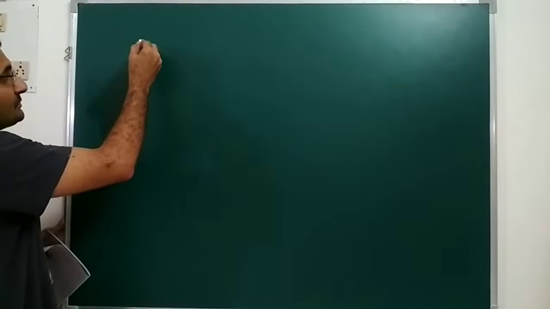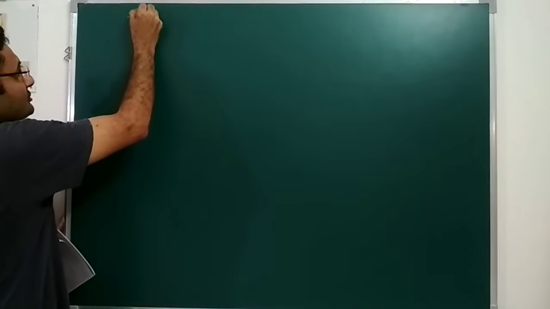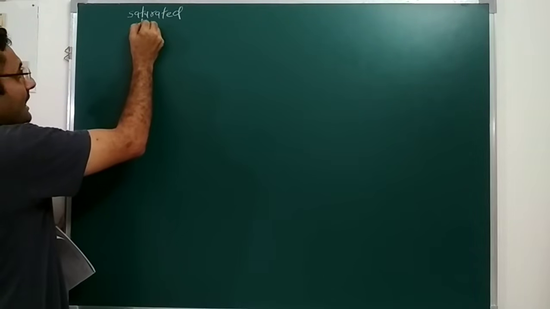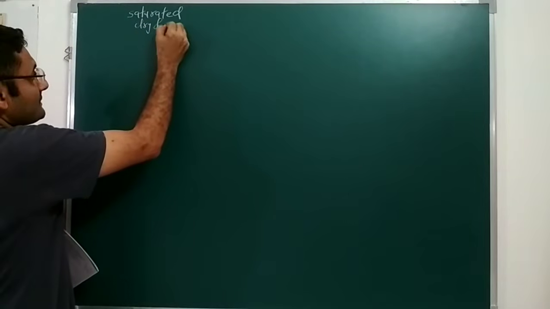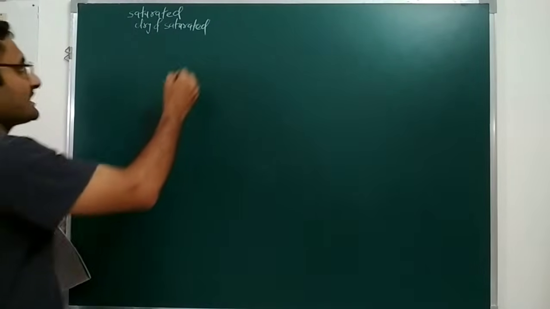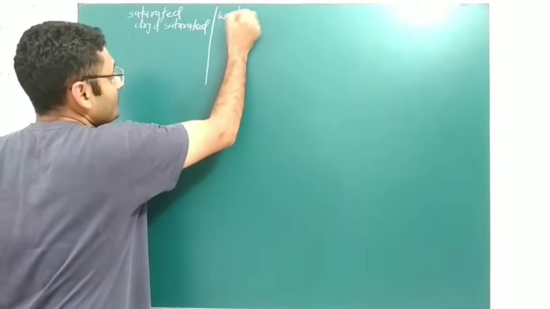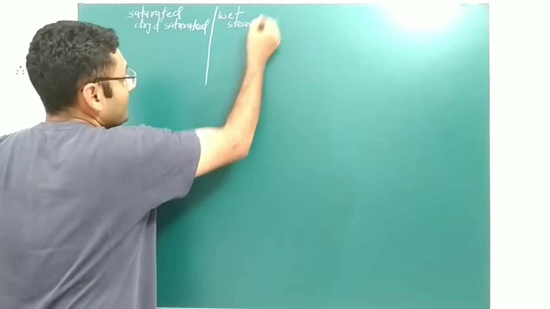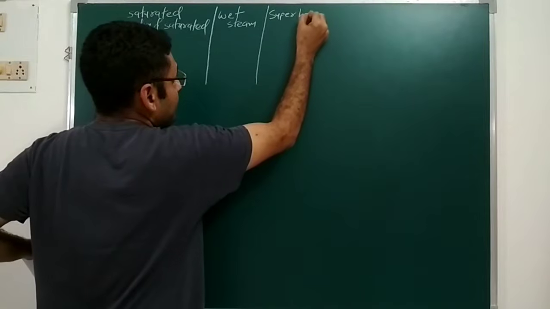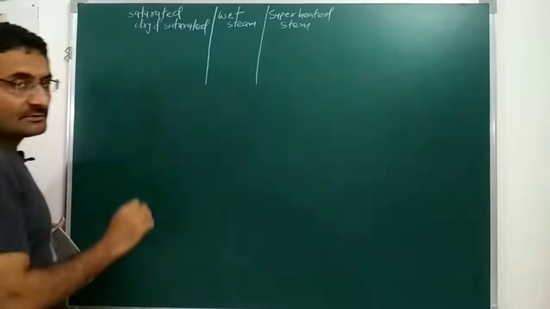Now first of all, you know very well that a total of three types of steam are there. First steam is known as saturated steam, so I will write saturated steam. It is also known as dry and saturated. So two names are there for saturated steam: saturated as well as dry and saturated. Then next steam is your wet steam, so over here I will write wet steam. Then next steam is your superheated steam. Now numericals are based on those three steams only.